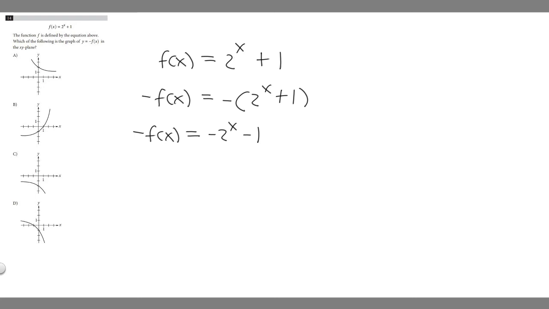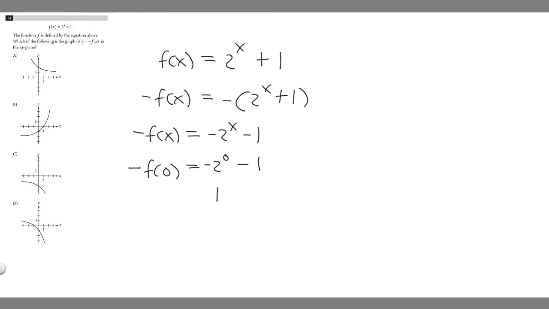The best way to do that is to plug in values for x and then see if our line actually goes through it. I think the easiest value to plug in first would be 0, because anything raised to the 0 is 1. So let's plug in 0. Minus f of 0 is going to be equal to minus 2 to the 0 minus 1. And 2 to the 0 is just 1.